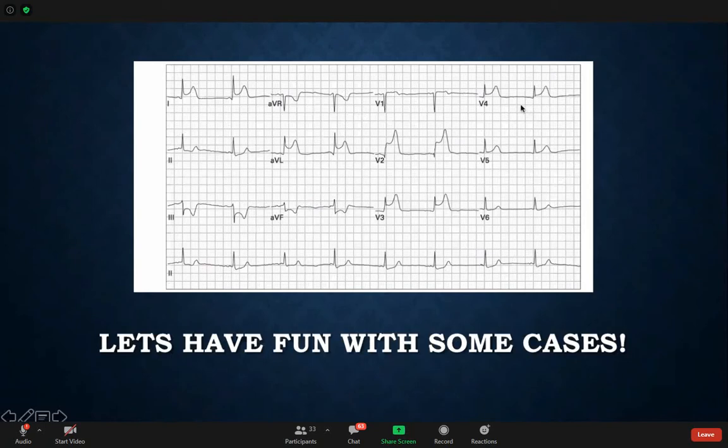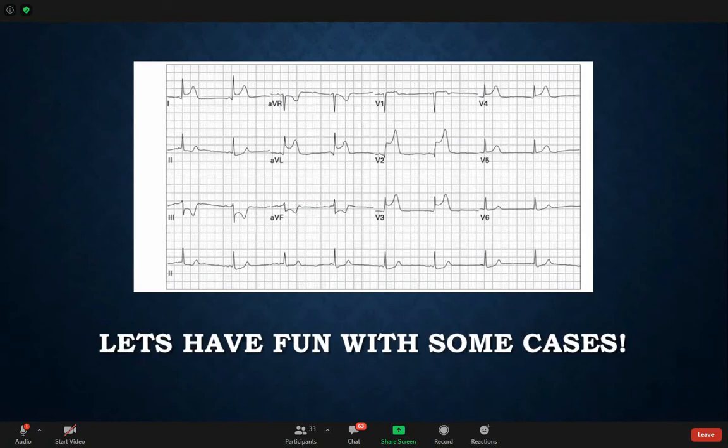Rate? 50. 50. Perfect. So let's call this sinus bradycardia, just for the sake of this. Right? Okay. Bradycardia. We said first, yes, is this sinus or not? Then the next question is the rate. So the first questions are rhythm, rate. What's next? The axis.